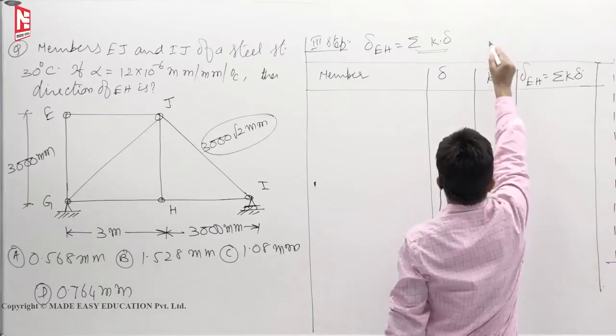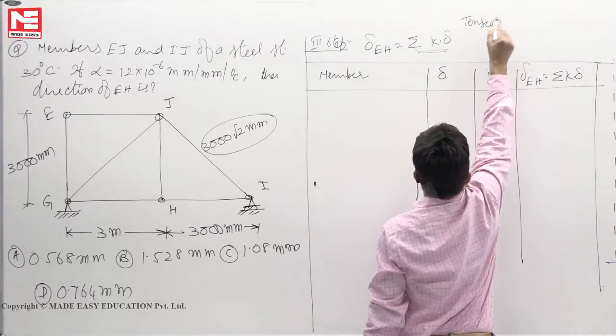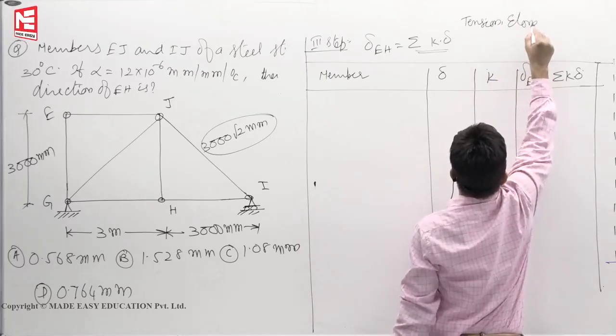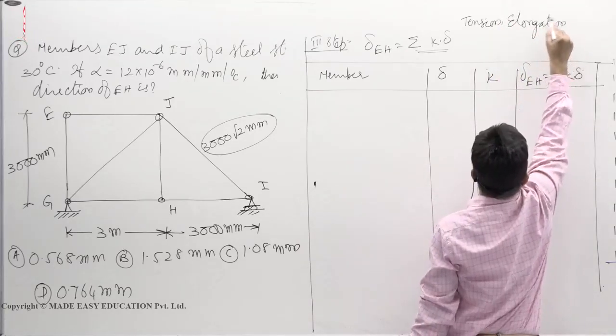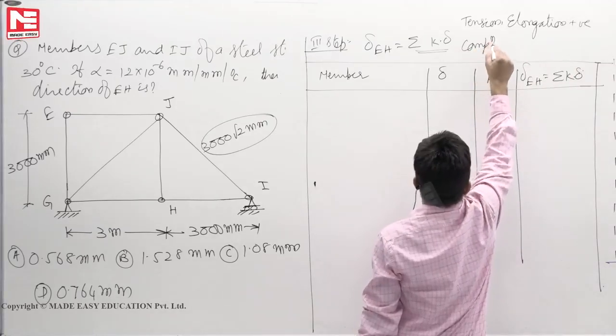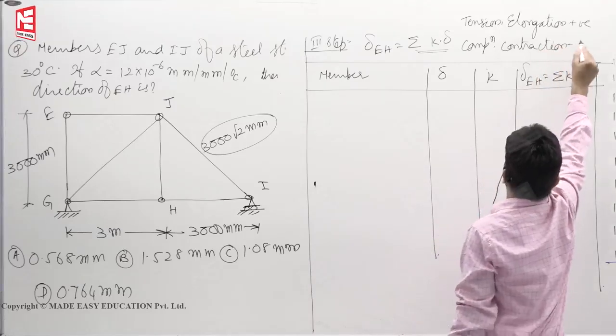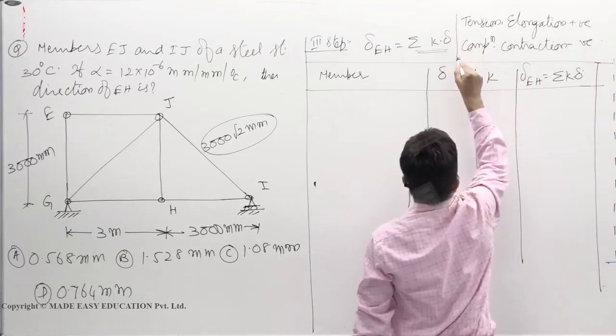Okay. Now this is the sign convention. Tension, corresponding deformation, elongation, take it as positive. Then compression, corresponding deformation, contraction, take it as negative. This is the sign convention.